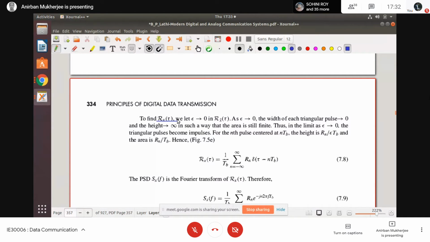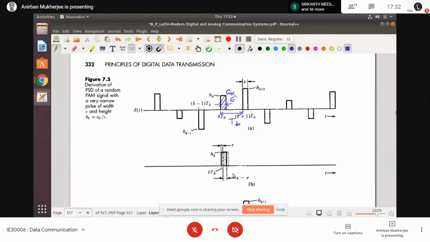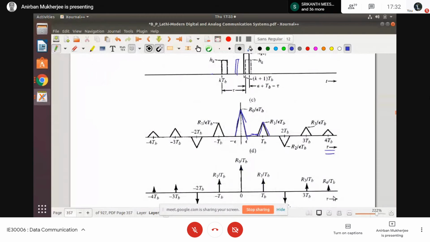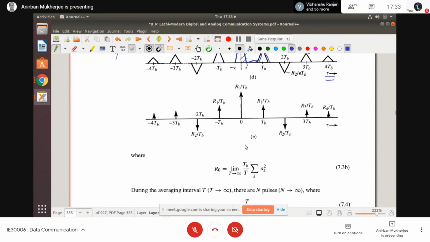As epsilon tends to 0, what will happen? Your triangular pulse will be like this. Now, what about the area of the triangle? Half into base into height, half into 2 into epsilon, R0 by epsilon Tb. So it is R0 by Tb. Yes, it is coming. That means it is R0 by Tb each one.